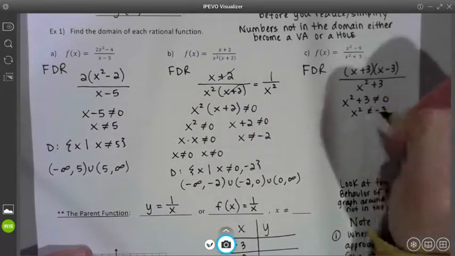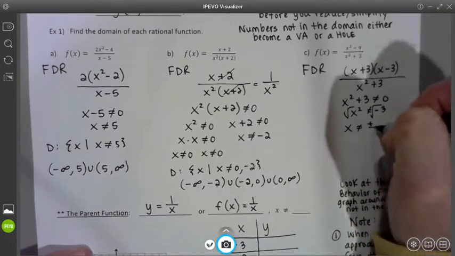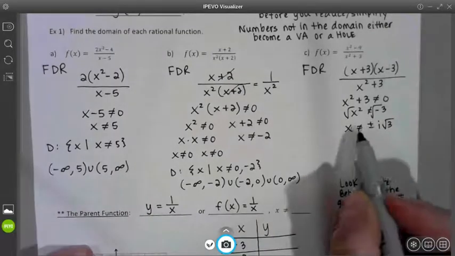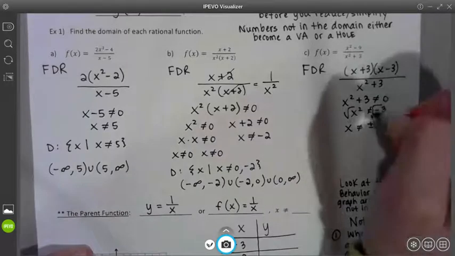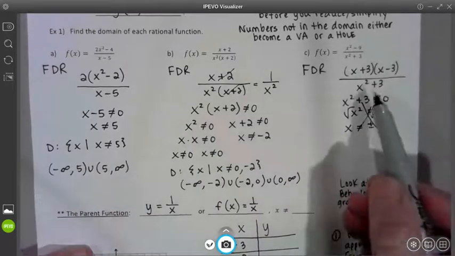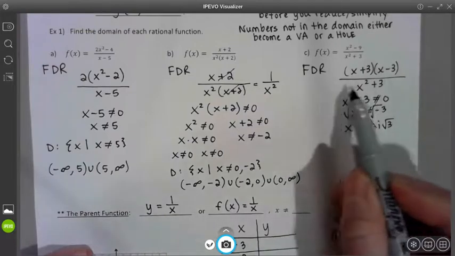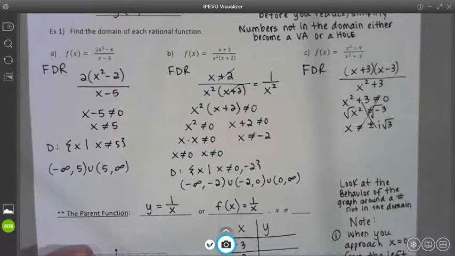x squared equals -3. I'll square root both sides. x cannot be plus or minus i root 3. That's an imaginary number. So that means that no real number makes the bottom equal 0, which is good. That just means since no real number will ever make the bottom equal 0, the domain can be all real numbers. No matter what real number you plug in, the bottom will never become 0, and that's great.